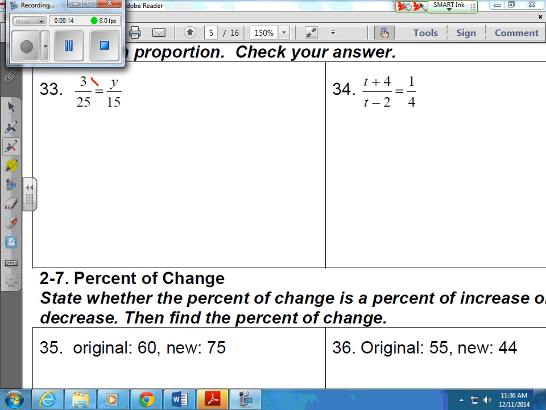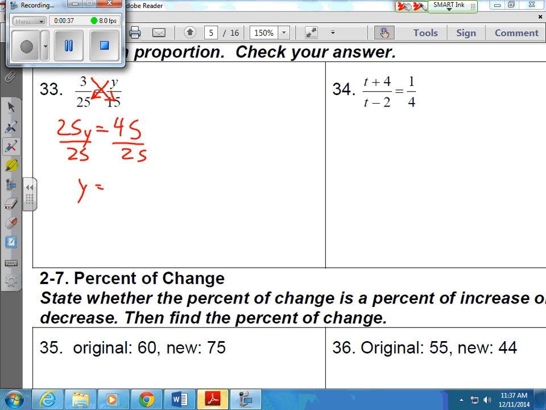Multiply. So you take the 3 times the 15, what do you get? 45. Big Y times 25, what do you get? 25y. Then what do I do? Divide by 25. And what do you get when you divide 45 by 25? Does it come out even?